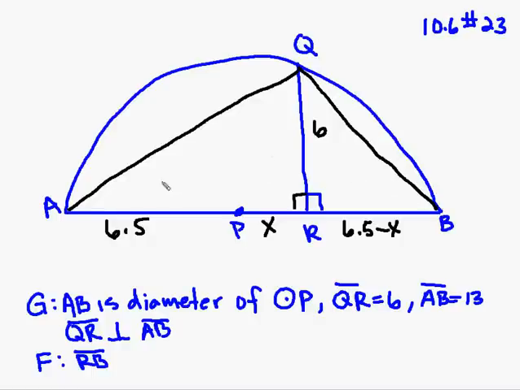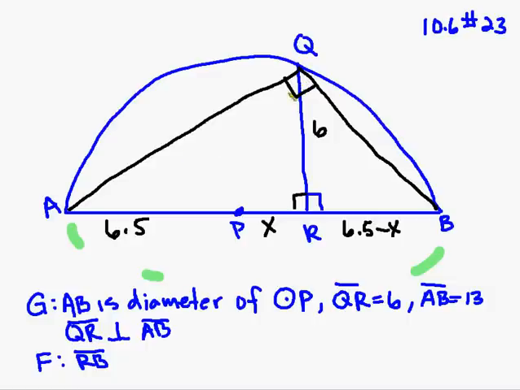I know that an angle inscribed in a circle that cuts off a diameter is going to be 90 degrees. Because we know that this arc, which you're just going to have to envision, which comes around the circle, is equal to 180 degrees. And I know that the inscribed angle is half of that measurement. So I know that angle AQB is going to be 90 degrees.